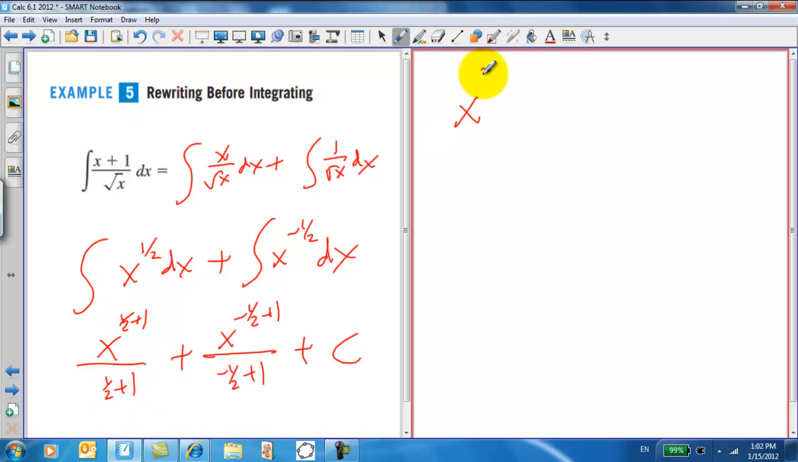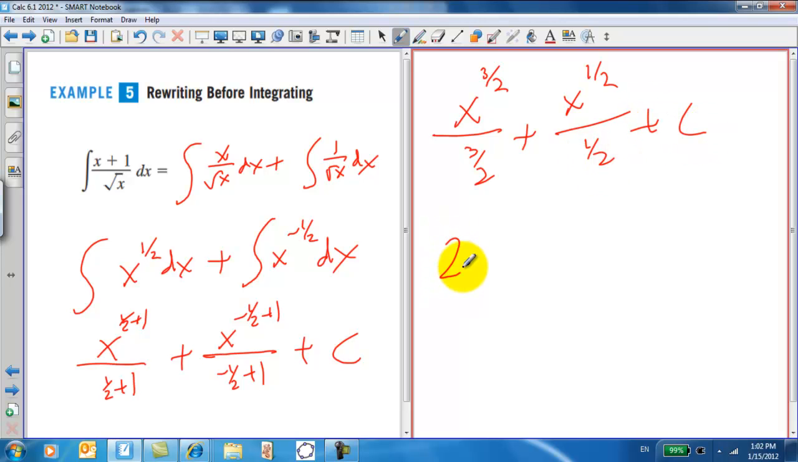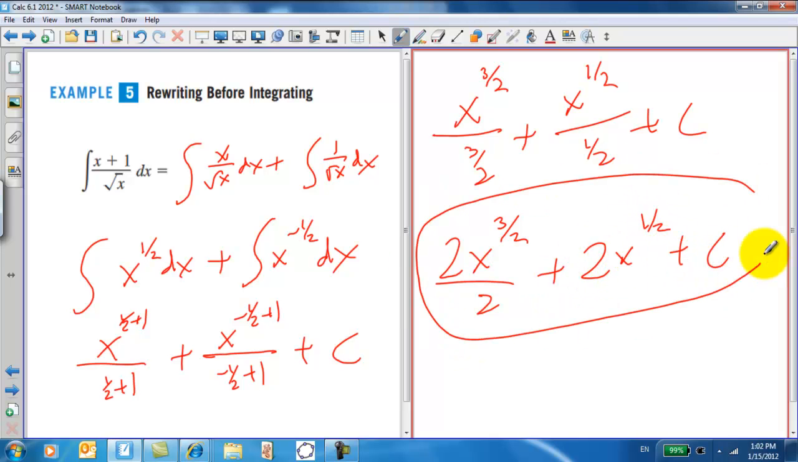So it's x to the 3 halves over 3 halves plus x to the 1 half over 1 half plus constant. And so that's 2x to the 3 halves over 2 plus 2x to the 1 half plus c. That's fine. You might say, oopsie, no, that's not fine. I should have, oh, that's over 3. Yeah. Some people like to rewrite this as a square root. It's not necessary.